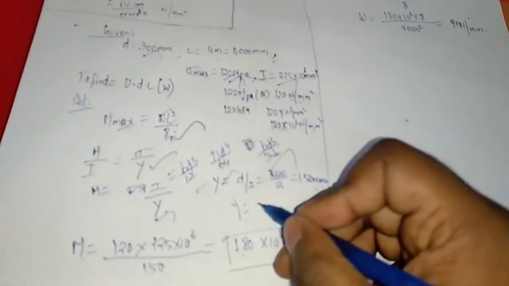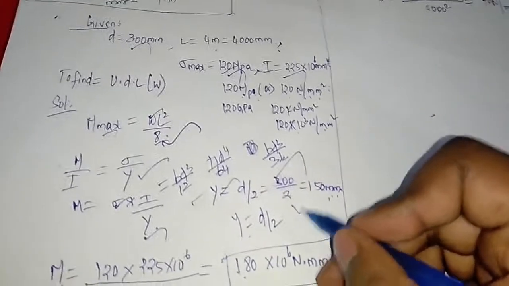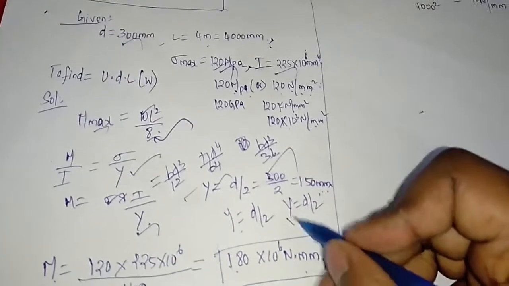Okay, so this is simple. Y for rectangular is d by 2. I have already taught you with the diagrams. For circular also it is d by 2. For triangle only it is d by 3. Okay, very simple. So shall we move on to the next problem? The next problem is also very simple. Okay, first see the problem.